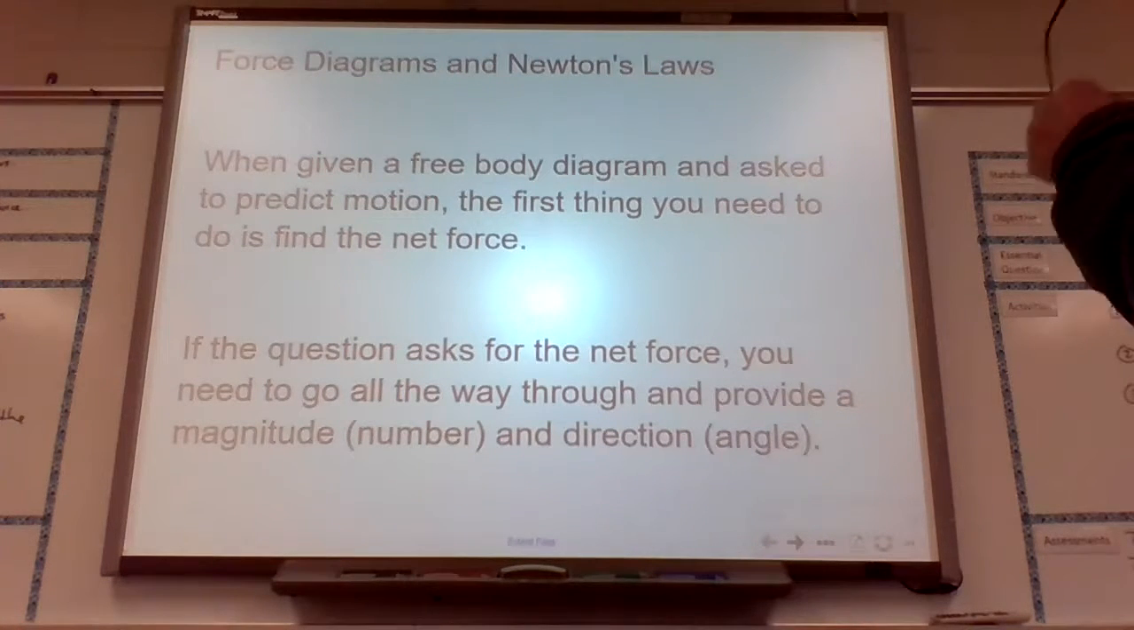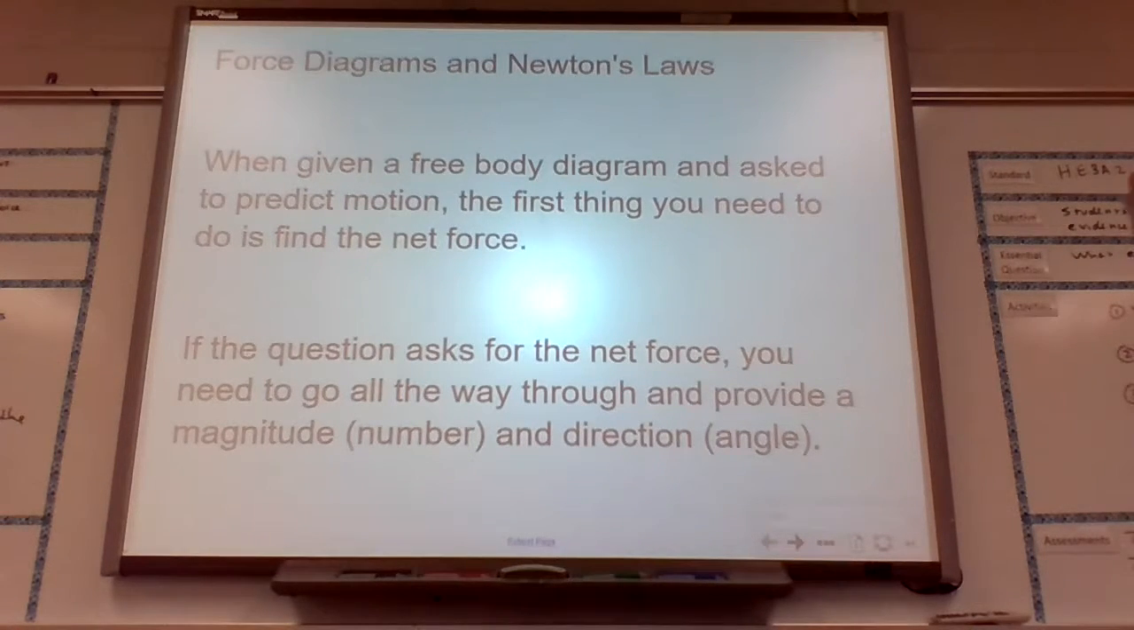First, you'll be given a free body diagram, all the arrows on it, all the labels on it. And in that free body diagram, I'll tell you which direction the object's moving. What you'll have to do is find the net force. You'll have to figure out what the net force is going to be so you can compare it to the motion of the object to make your predictions, to figure out what's going to happen to that object.